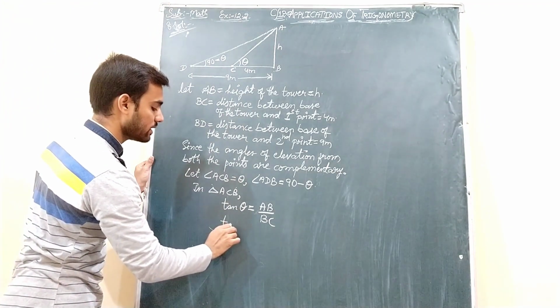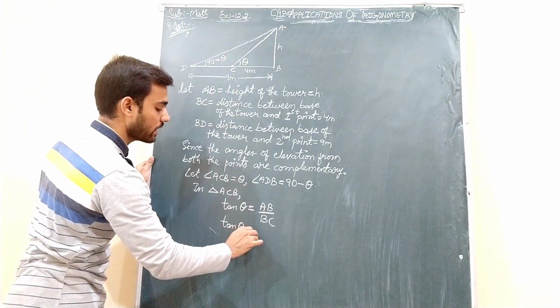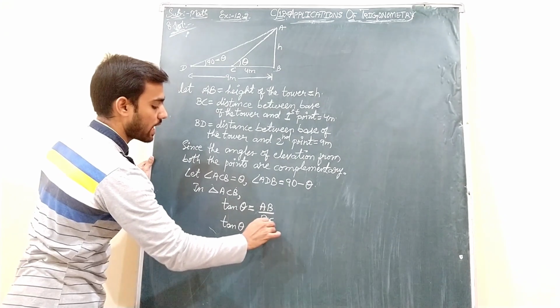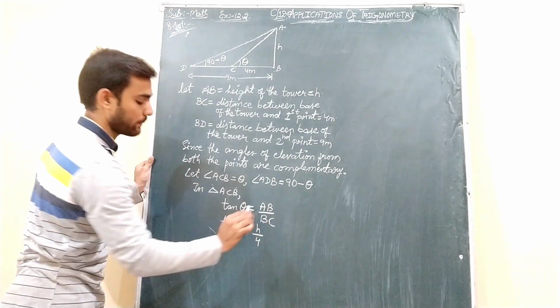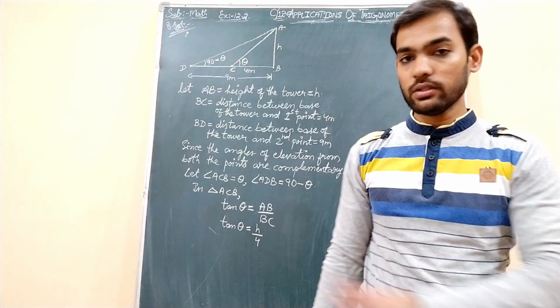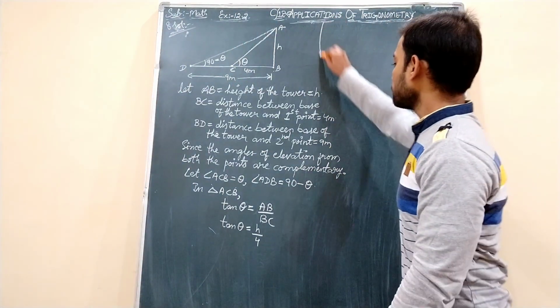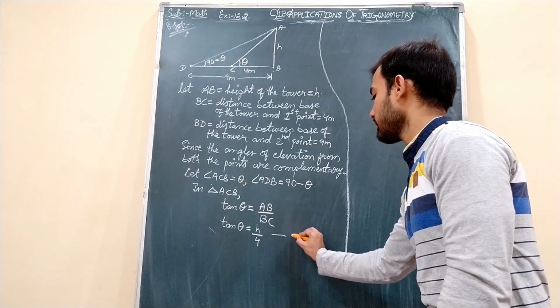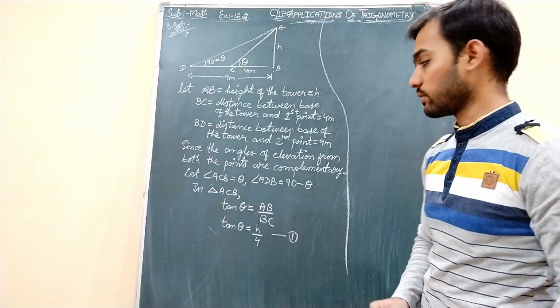Tan theta remains as it is, as we don't know the theta value. AB we have taken as h and BC is 4. Let us keep this as it is. Okay students, tan theta equals h by 4. Take this as the first equation, students.